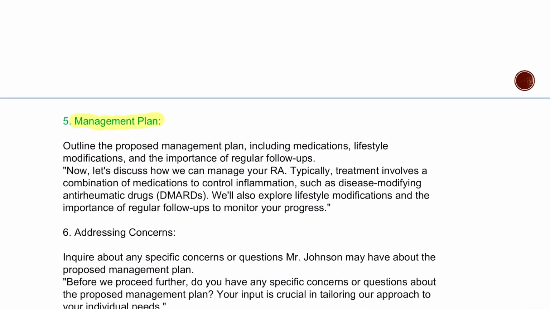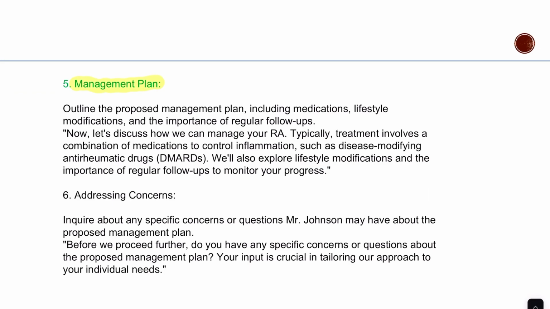So outline the proposed management plan, including the medications, lifestyle modifications, and the importance of regular follow-up. Now, let's discuss how we can manage your rheumatoid arthritis. Typically, treatment involves a combination of medications to control inflammation, such as disease-modifying anti-rheumatic drugs. We'll also explore lifestyle modifications and the importance of regular follow-ups to monitor your progress. So you're going to give some summary of the management plan.